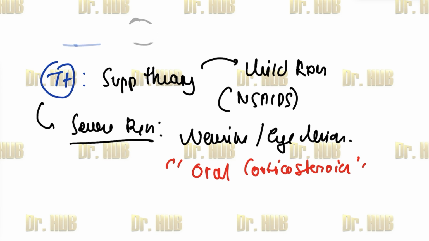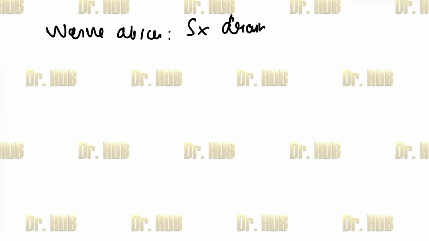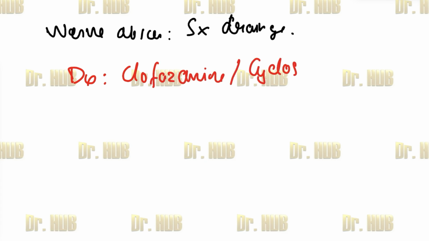Now let's look at the drug of choice. Oral corticosteroids is the drug of choice. Next, for nerve abscesses, there is additional surgical drainage, and other drugs which are used are clofazimine as well as cyclosporine.